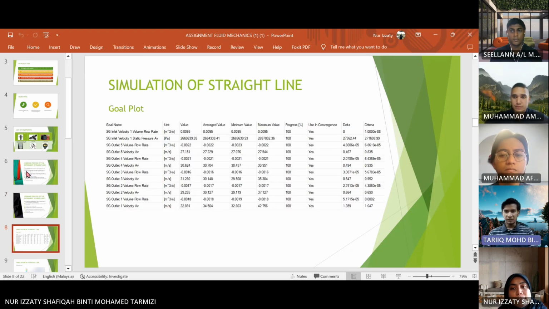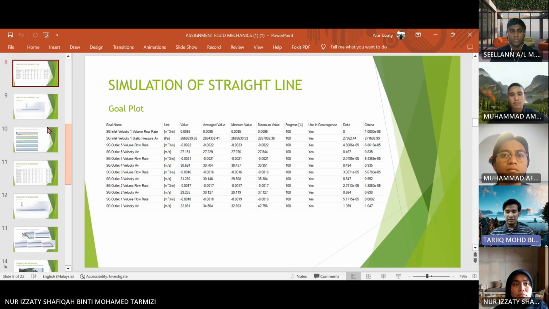So this is the simulation result that we have done using SolidWorks. For the straight line simulation, the inlet velocity volume rate average value is 0.0095 meter cube per second. The minimum and maximum have the same number, that is 0.0095 meter cube per second.